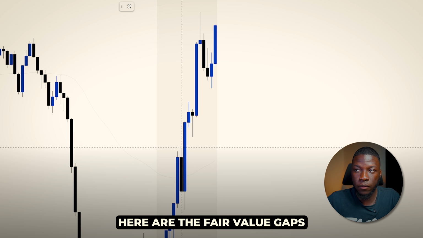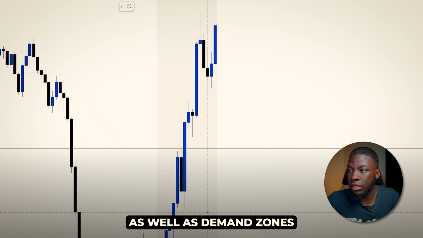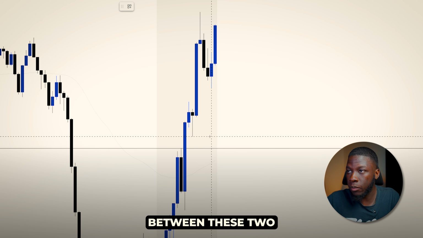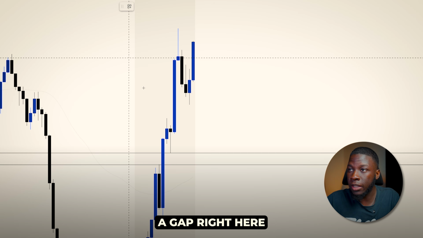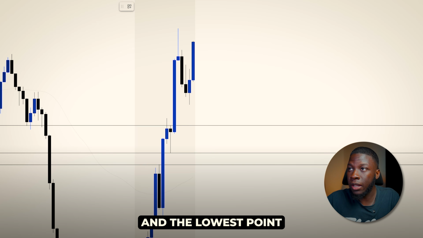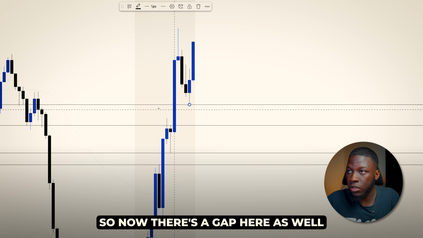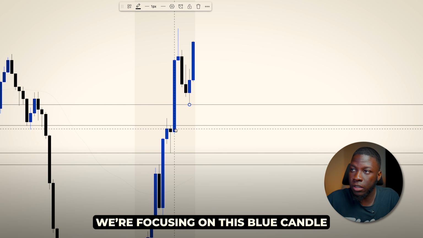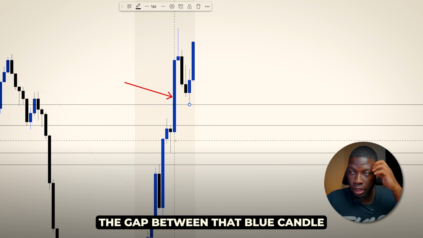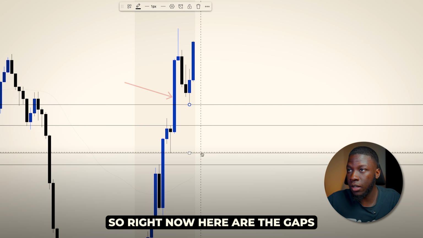So now here is another example of another trade. Right now, here are the fair value gaps. I'm seeing 2 as well as demand zones. So right now we have a fair value gap between these 2. There's a gap right here that hasn't been filled, and I'm also seeing a gap right here between this and the lowest point that has been filled so far. So now there's a gap here as well. This does not matter because this was previously right there. We're focusing on this blue candle, the gap between that blue candle right there. So right now, here are the gaps.